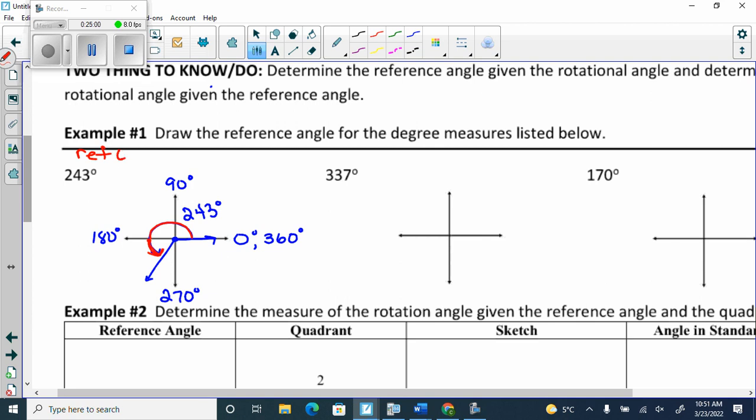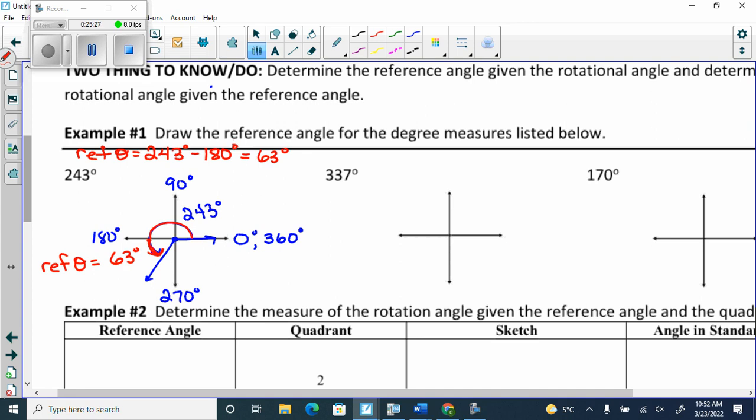Reference theta is going to be 243 minus 180. In quadrant 3, I'm always going to take the angle minus 180, and I'm going to get 63. So this here is 63 degrees. My reference theta equals 63 degrees. Quadrant 3, every single time, angle minus 180, right?